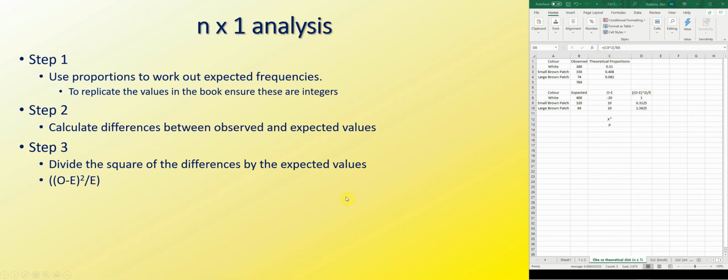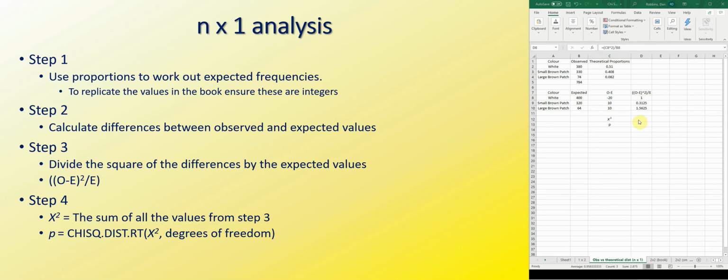So the final step that we need to do is get our chi-squared value, and this is simply the sum of the numbers above. So we're adding these values together, which gives us 2.875, and then I use the same command that I used in the previous example, the chi-squared distribution with a right tail, the x value.